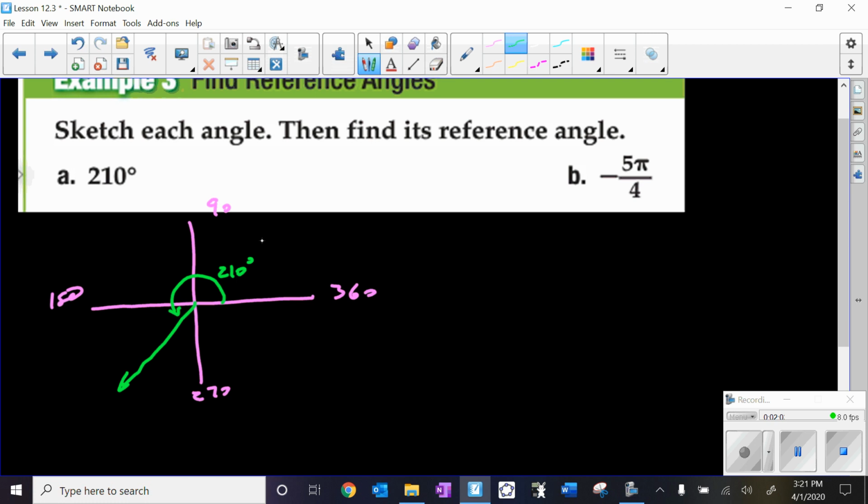Remember, your reference angle is based on your terminal side and the x-axis. So the part in yellow here, this is going to be your reference angle. We need to find that. And the easiest way to do that is to take your angle that they gave you. I went all the way to 210, but I need to back it off, so I'm going to subtract. I'm going to take 210 minus 180 in this case, and when I do that, we're going to get 30 degrees. So in this case, your reference angle is 30 degrees.